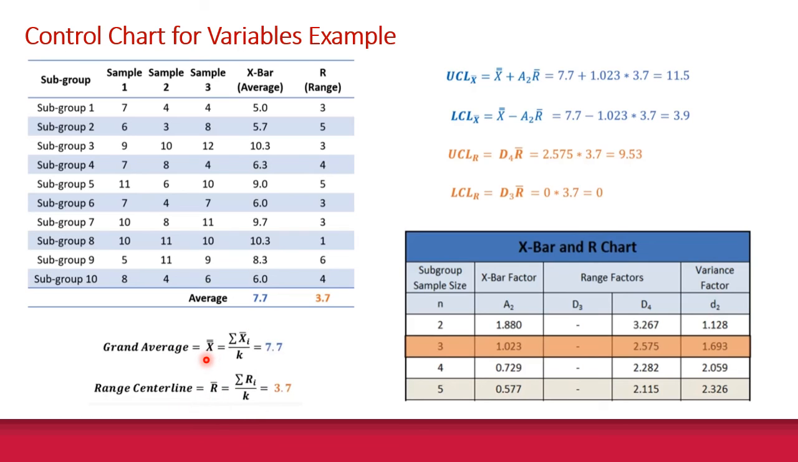We can calculate the X bar. That's going to be our center line. That's simply the average of the averages. So we take the X bar column and we add these numbers up and we divide by 10. We get 7.7. The R average value, we find the same way. We take the range values, we add them up, divide by the number there are, which is 10, we get 3.7.